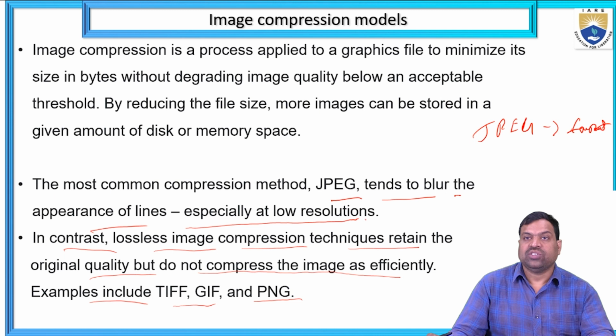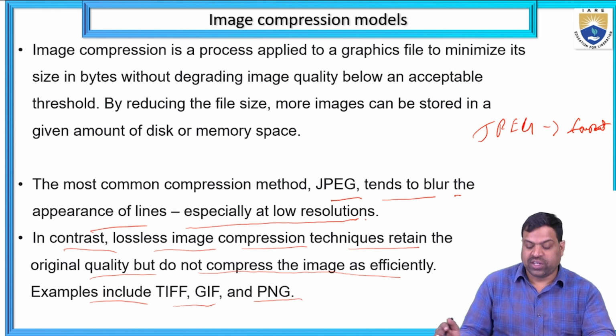Image compression is a process applied to a graphics file to minimize its size in bits without degrading the image quality below an acceptable threshold. By reducing the file size, more images can be stored in a given amount of disk or memory space. The most common compression method is JPEG, which tends to blur the appearance of lines, especially at low resolutions. In contrast, lossless image compression techniques retain the original quality but do not compress the image as efficiently. Examples include TIFF, GIF and PNG. These are the image formats.